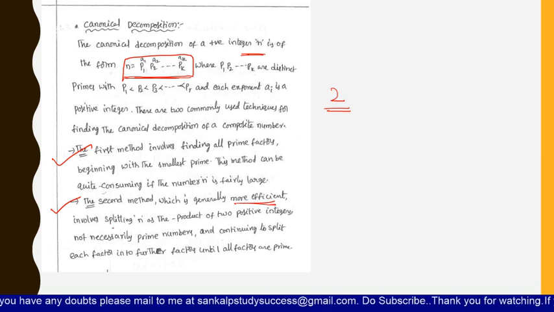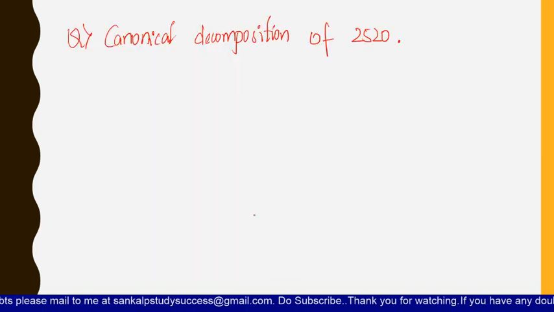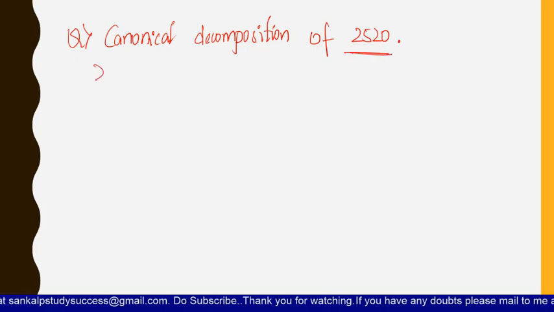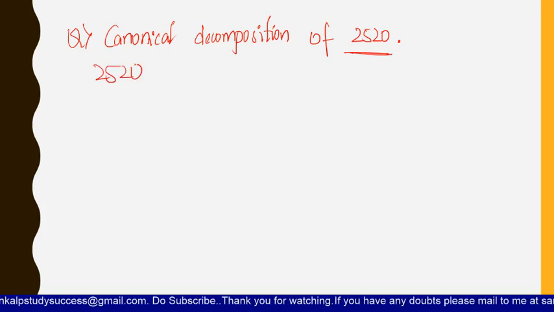Here you are going to split n as a product of two positive integers. That means what? We'll solve a problem so that you will get more clarity. Here, canonical decomposition of 2520. We are taking a number 2520. First, we will solve it in the first method only.